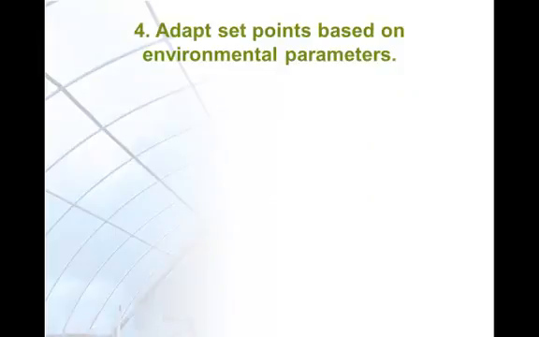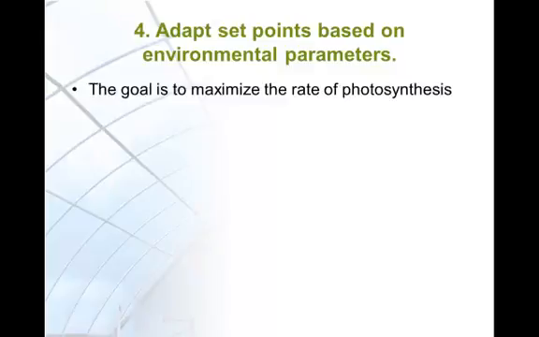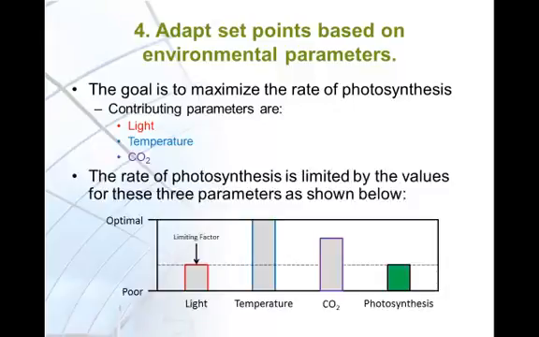Objective 4 is to adapt set points based on environmental parameters. The goal of any controlled environment plant production is to maximize the rate of photosynthesis. Parameters that contribute to the photosynthetic rate are light, temperature, and carbon dioxide. The rate of photosynthesis is limited by the values for these three parameters as shown on the chart below.